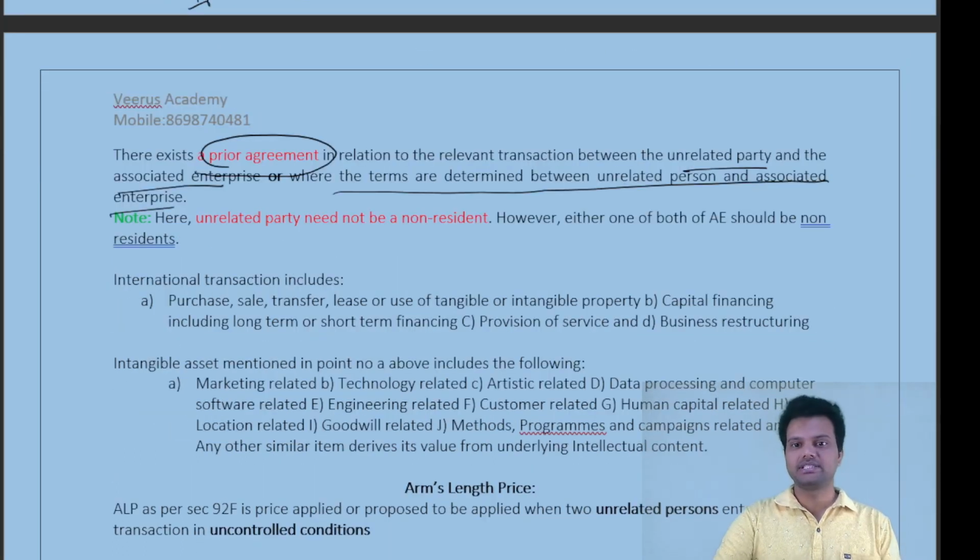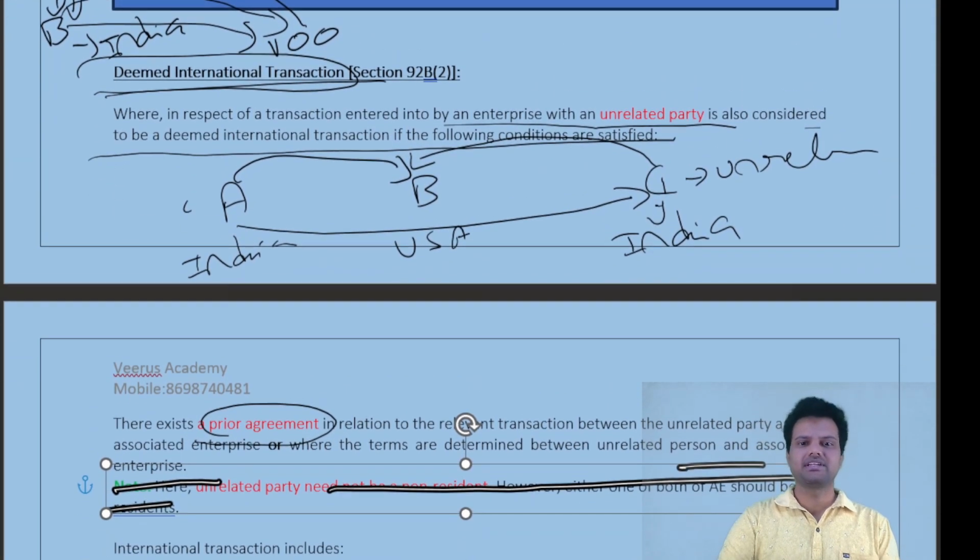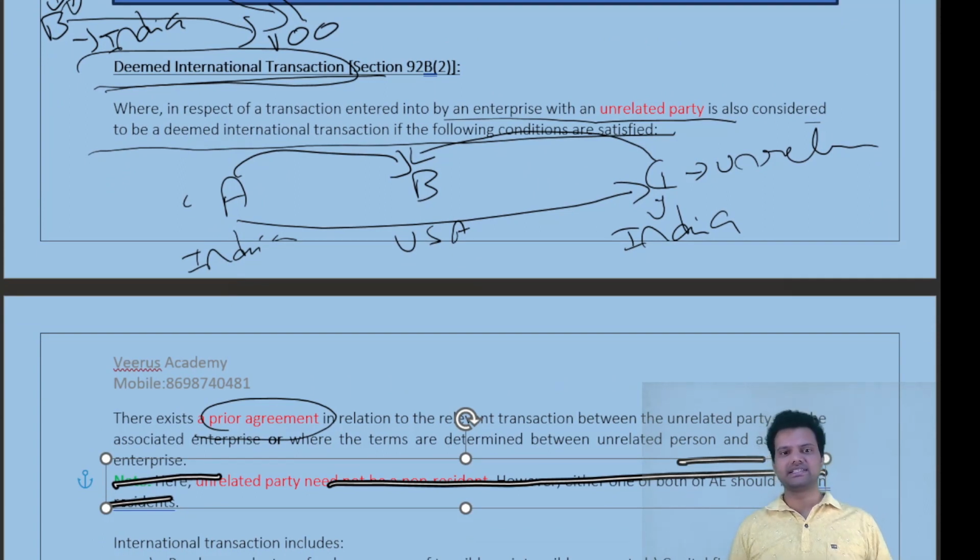In summary, what is a deemed international transaction? Deemed international transaction is simply where there exists an agreement between three parties. There are two associated enterprises and one unrelated party. One of the associated enterprises sells goods to the unrelated party first. Then this unrelated party sells the same goods to the related party. There exists a prior agreement. This is called a deemed international transaction.